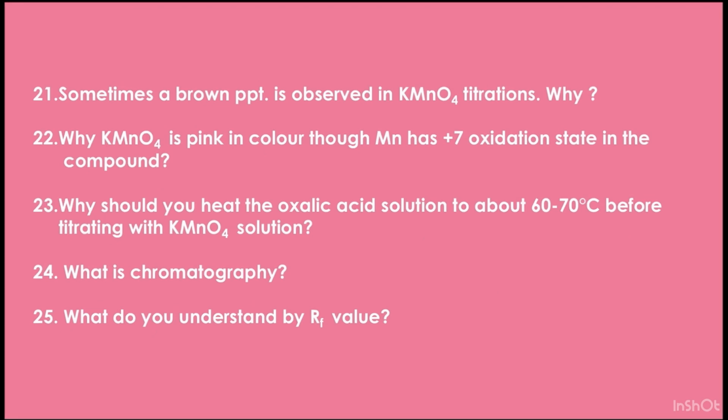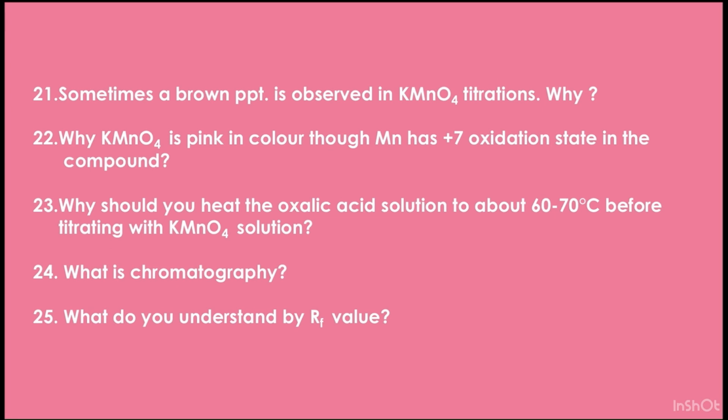Next question. Sometimes a brown precipitate is observed in KMnO4 titrations. What is the reason for that? Now, brown precipitate is observed when you do not add the required quantity of acid. Because in the absence of sufficient acid, the KMnO4 changes to MnO2, which is brown in color. From +7, Mn changes to +4. That's why you get the brown precipitate.